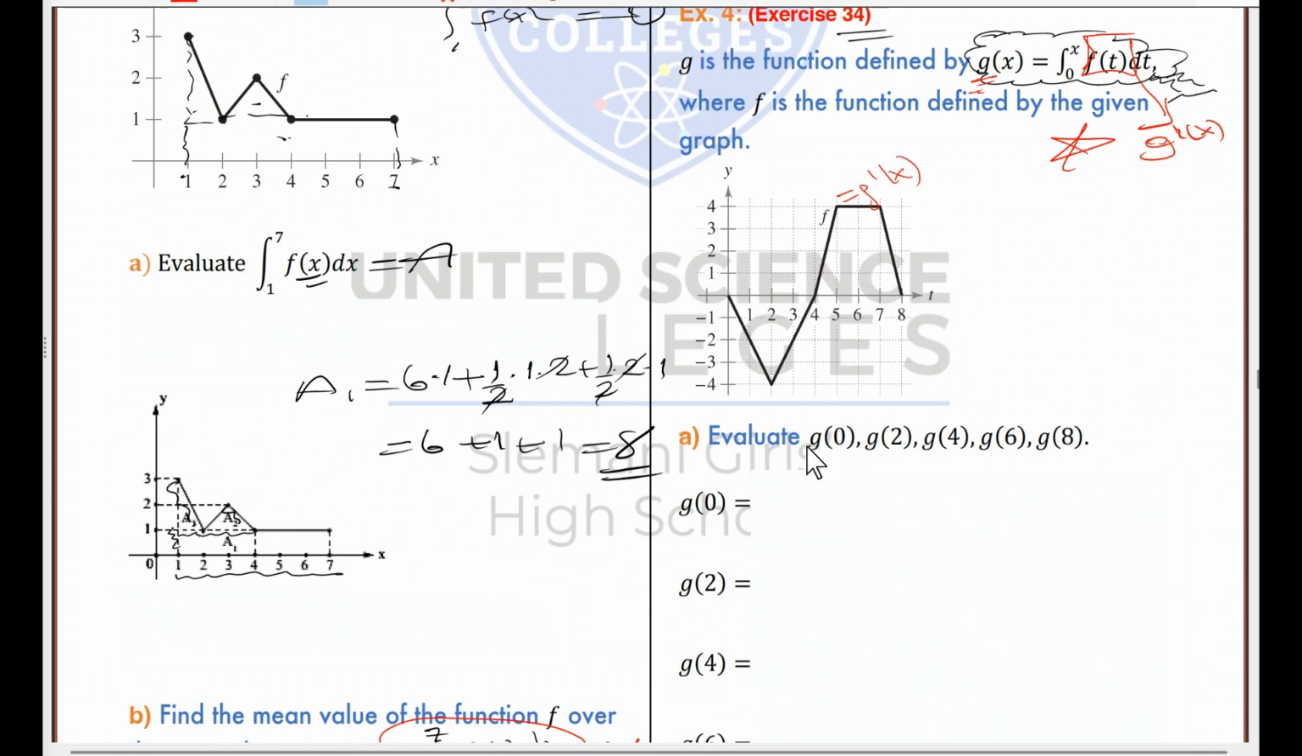Now let's find g of 0. We are going to use integration, of course. Just substitute the given values for x in the given function. G of 0 is equal to the integral from 0 to x, which became 0, of let's say f of x dx.